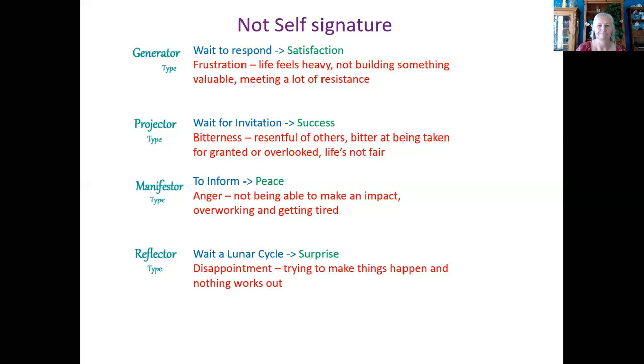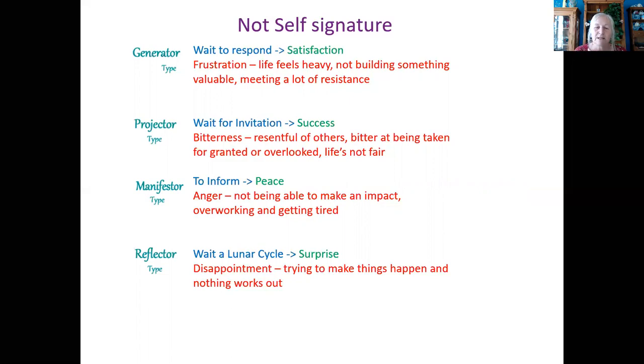So if you're a generator, as we said, you wait to respond, and that brings you satisfaction. Your not self signature is frustration. This is when life feels heavy, or you feel like your energy is just not going into something that you really value. You're doing a boring, mundane job, and that feels like a drain on your energy. Or you're meeting a lot of resistance. Things just aren't lining up and everything feels difficult. And this is frustration. This means that at some point you've been making not self decisions. You've not been following your own sacral, or if that's your authority, your own solar plexus, emotional authority, in order to make your decisions.